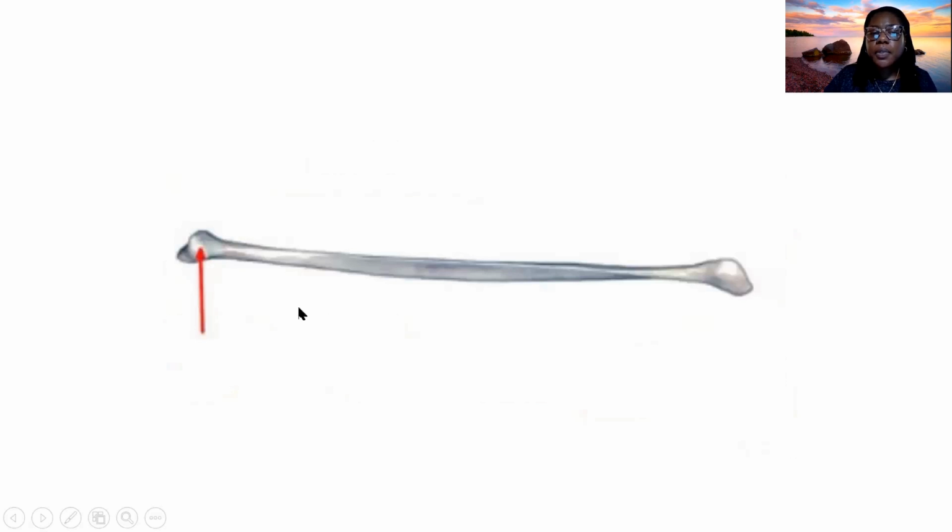Looking at the fibula, so here's the fibula. We've got the head of the fibula this way, and then the lateral malleolus, which is at the distal end.